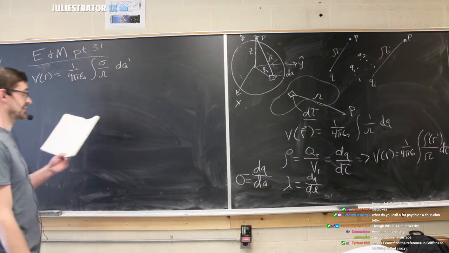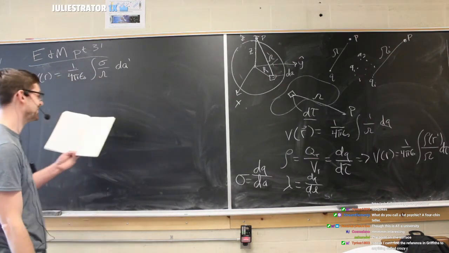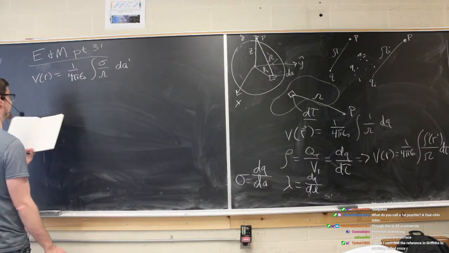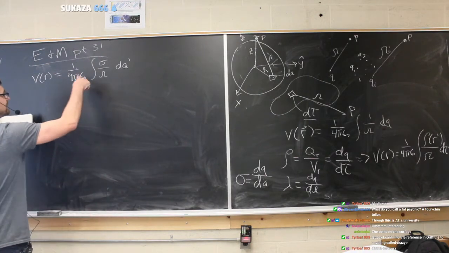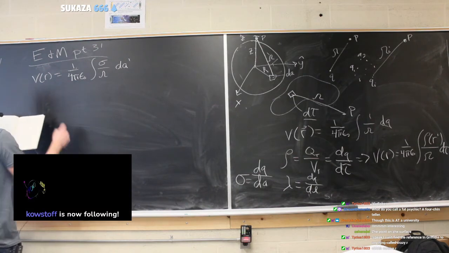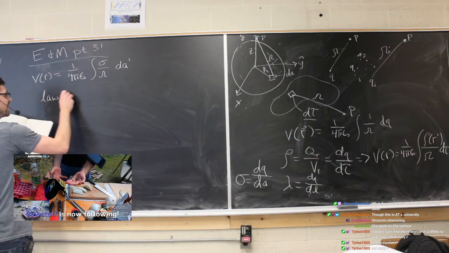Okay. We're almost done. We have this example, and then we're done for today. So we have the potential is equal to this thing, now for 2 dimensions. We also need the law of cosines.